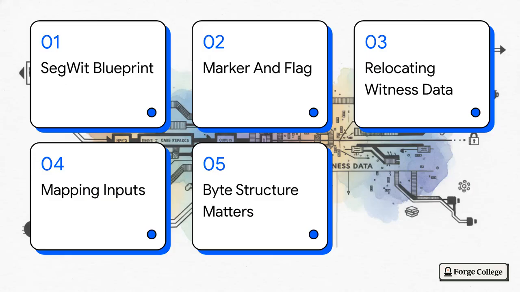Here is our roadmap for the teardown. 1. The SegWit blueprint. 2. The marker and flag. 3. Relocating the witness data. 4. Mapping inputs to witnesses. And 5. Why byte structure matters. Let's get to it.